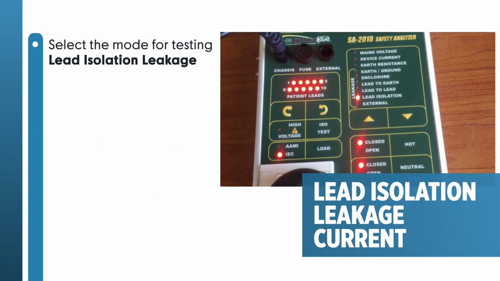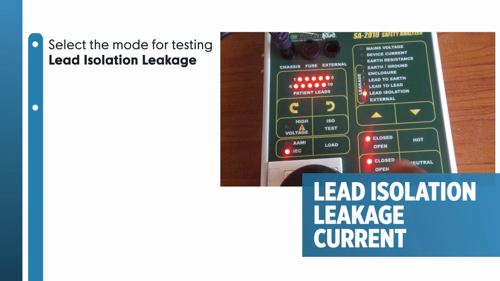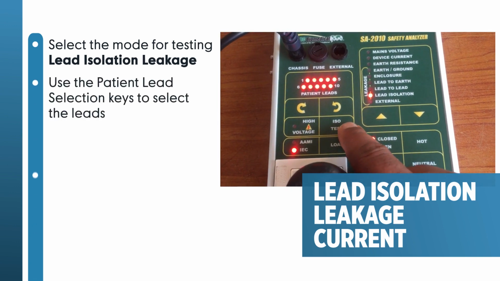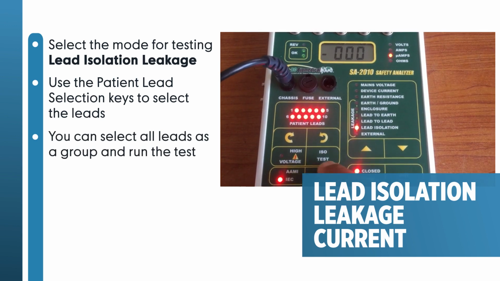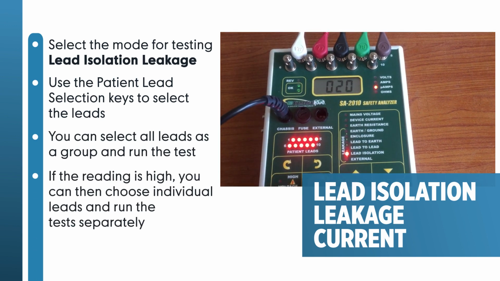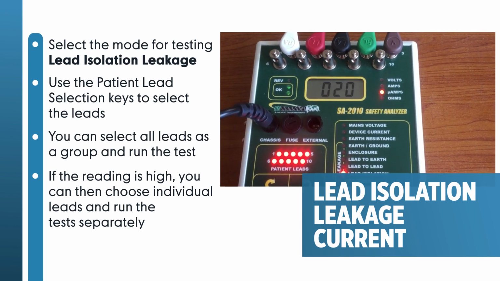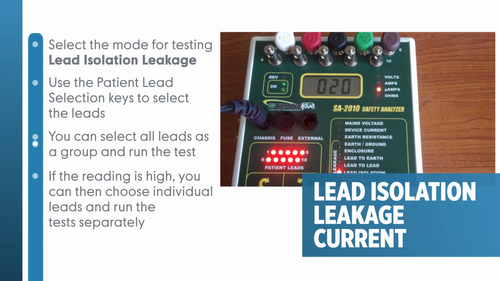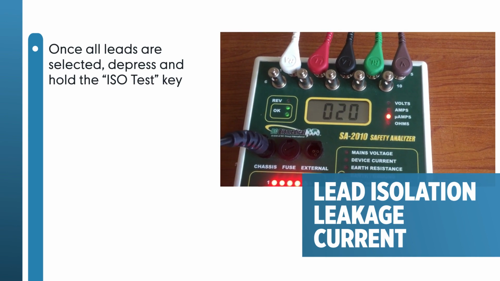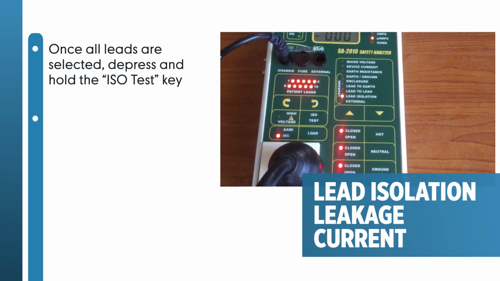Select the mode for testing lead isolation leakage. Use the patient lead selection keys to select the leads. You can select all leads as a group and run the test. If the reading is high, you can then choose individual leads and run the tests separately. Once all leads are selected, depress and hold the ISO test key.